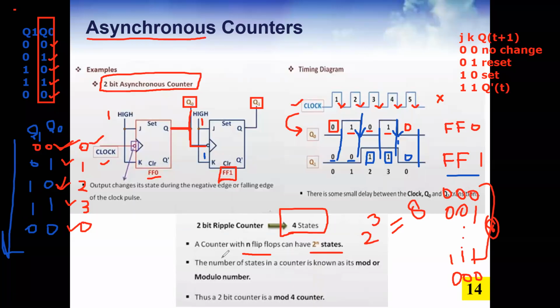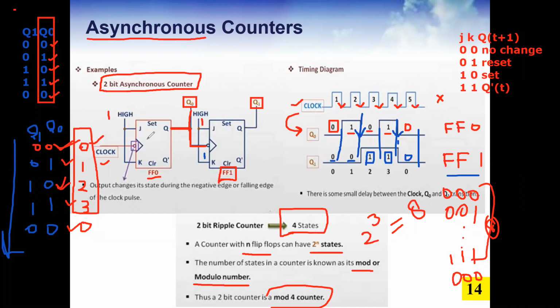The number of states counted is known as the mod, or modulo number. So how many states do we have here? As I just told you, we have 4 states. It means the mod of this counter is 4. The mod of this counter is 4, right? So it's called a mod 4 up counter. Mod 4 up counter. All right.